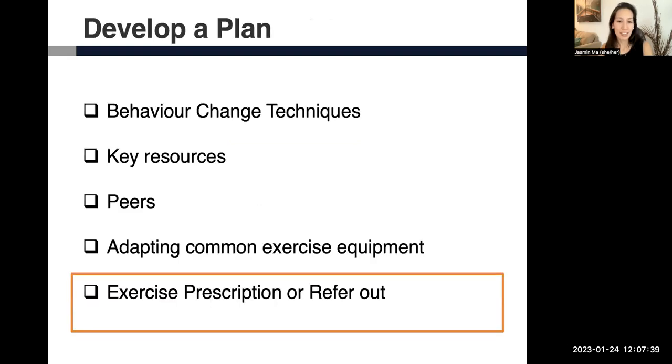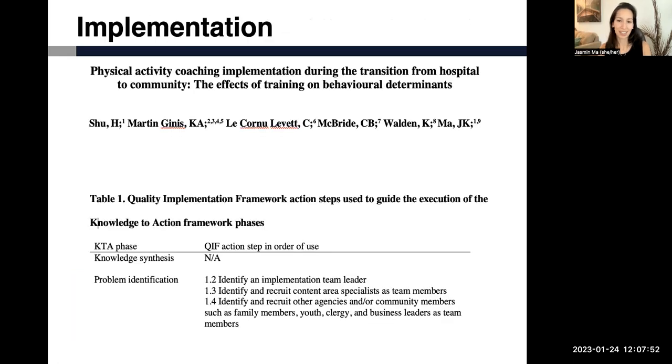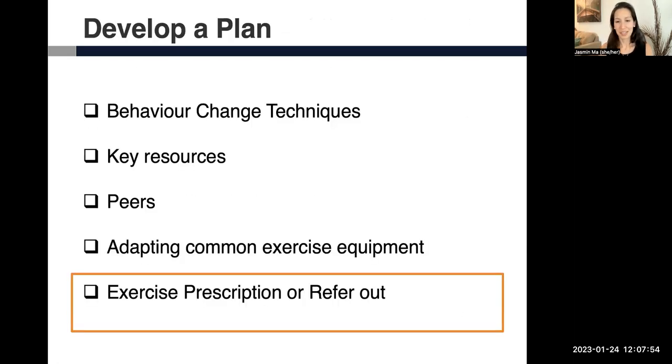Okay, so the last thing here is around exercise prescription, if that's appropriate, which for spinal cord injury BC, we are not doing exercise prescription, so that's a good opportunity to refer out. Okay, so we'll take a pause here and continue our conversation.